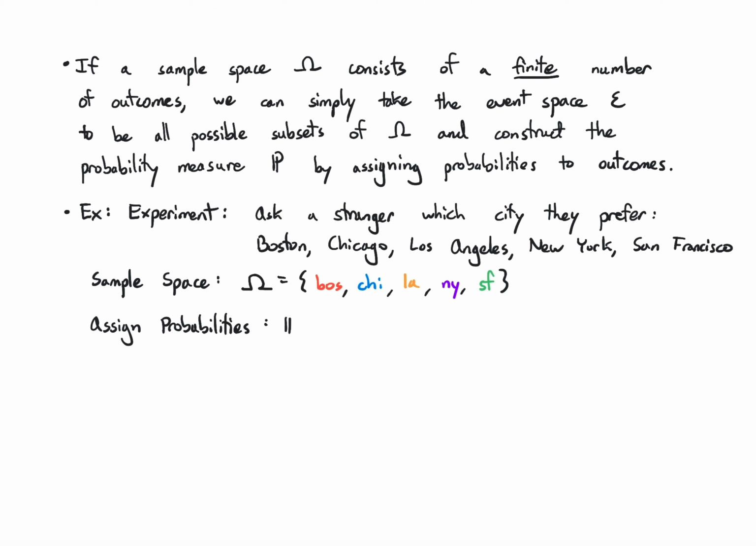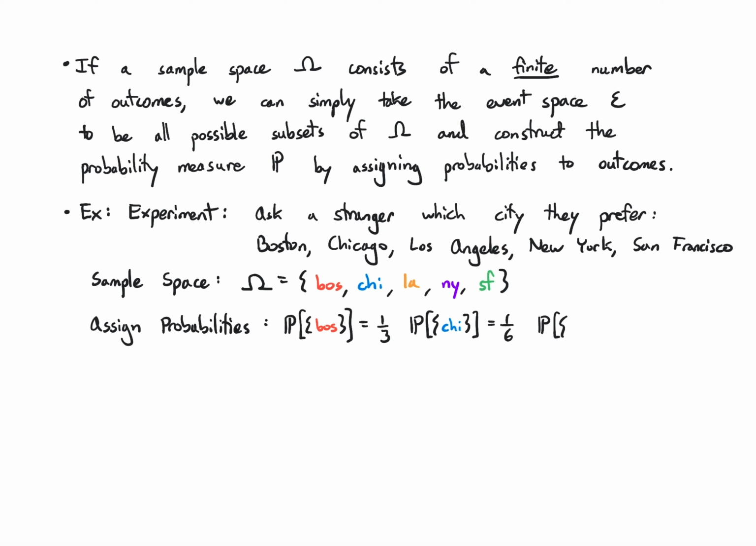You can just think of this as part of the problem statement. And so the probability of Boston is going to be the highest one because we all like Boston. It's going to be a third. And let's say the probability of Chicago is going to be a sixth. Okay, so probability of Chicago is just 1/6. And probability of LA is going to be an eighth.